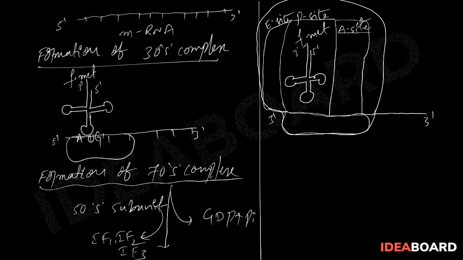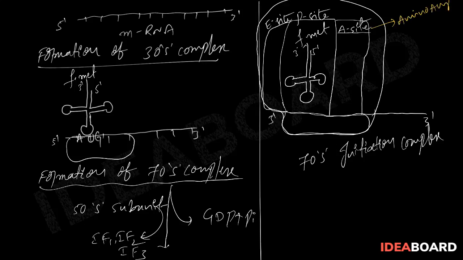This is the 70S complex, formation of the 70S initiation complex. This is the aminoacyl site, and this one is the peptidyl site where the peptide bond formation takes place. Peptidyl site, and the E site is nothing but the exit site.